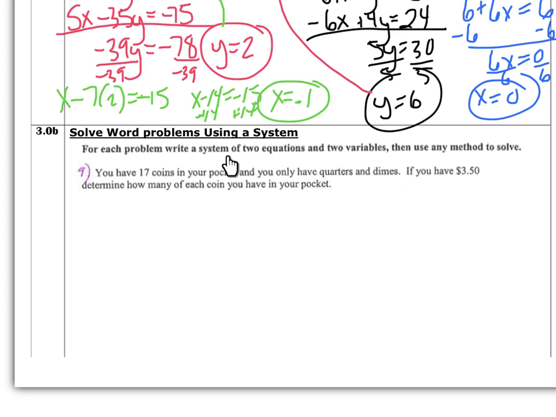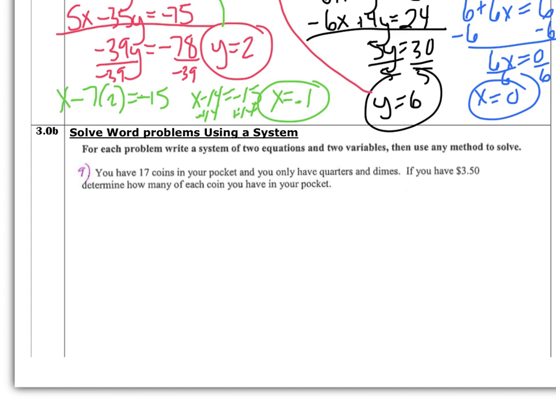Point OB, we're going to solve word problems using a system. So for each word problem, write out 2 equations and 2 variables, then use any method to solve. So here we have 17 coins in your pocket made up of quarters and dimes. We have $3.50 in total. Determine how many of each coin you have in your pocket. So what they want us to do is to determine the coins.